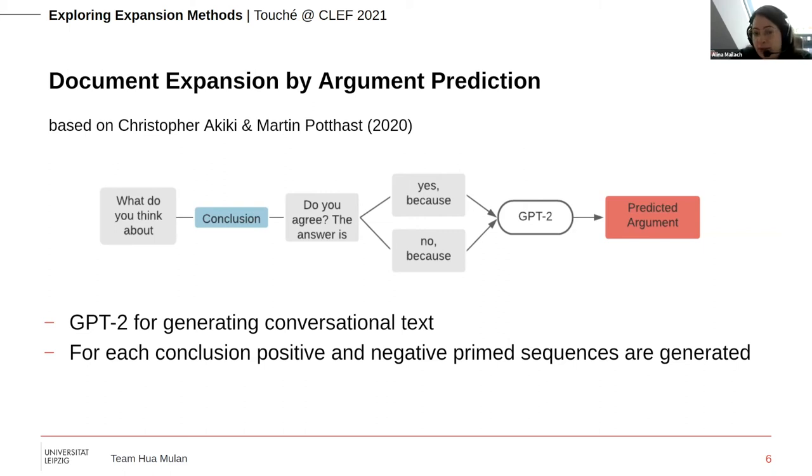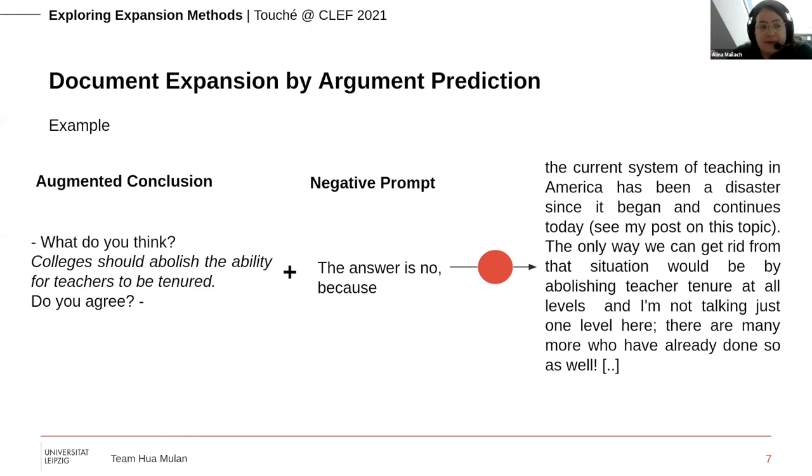We generated both positive and negative stances, since we were not looking at pro and contra of the arguments, but just at whether they fit or do not fit the query of the user. Again, we can see an example. So the question we fed to the model was, "What do you think? Colleges should abolish the ability for teachers to be tenured, and do you agree?" And then we had either a positive or a negative prompt. And finally, the model gave us an argument that was suitable, or sometimes less suitable, for the conclusion.